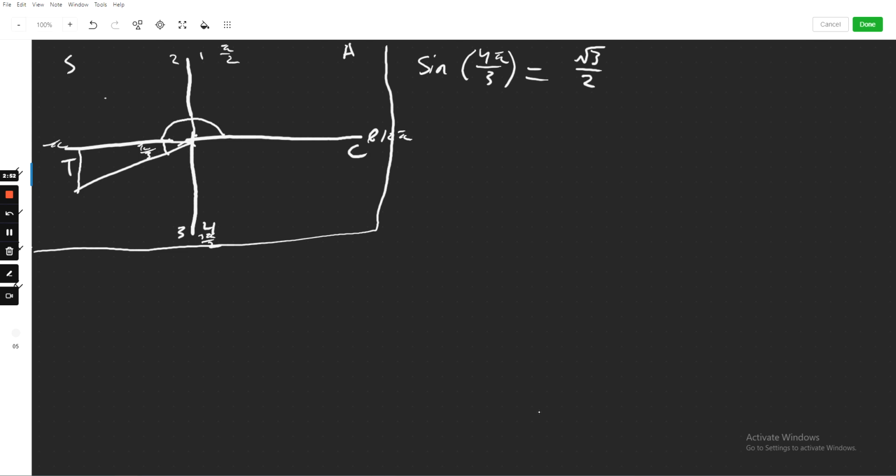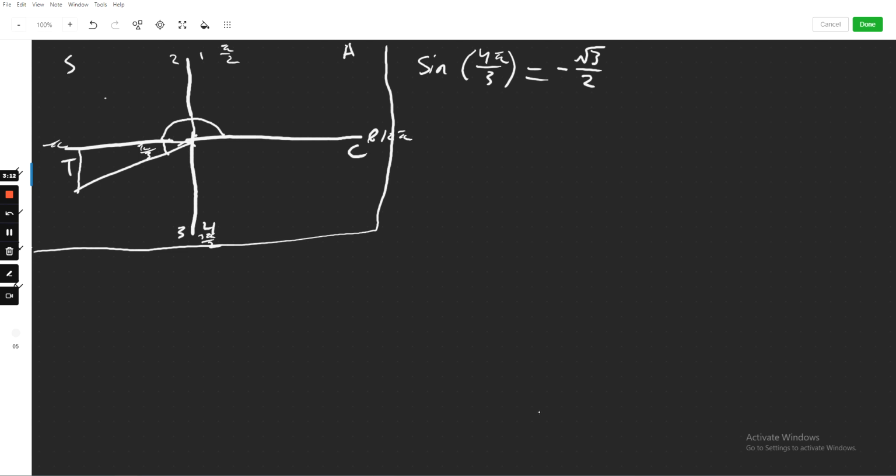Now we have to pay attention to which quadrant this terminal arm is in. As we can see, it is in the tangent quadrant, meaning that the sign would actually be negative. If this were in the sine quadrant or the all quadrant, then it would be a positive value. Since it is in tangent, it would be a negative root 3 over 2.